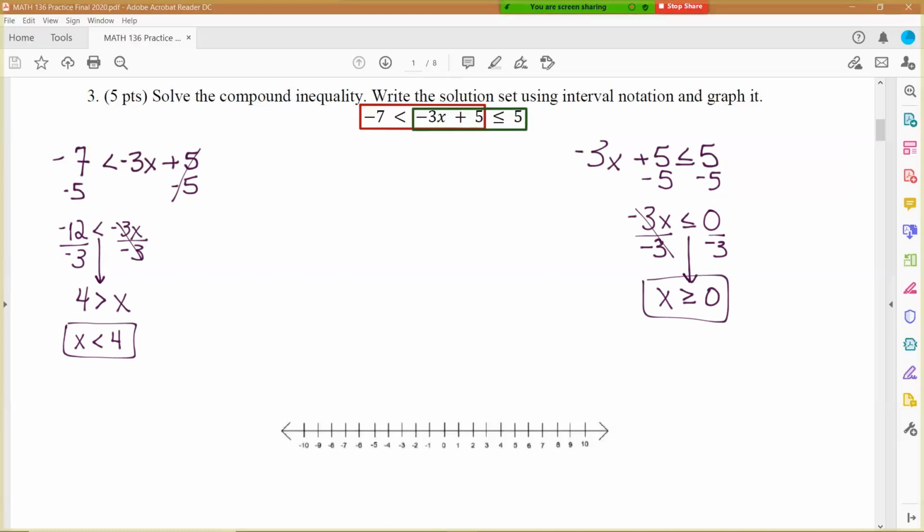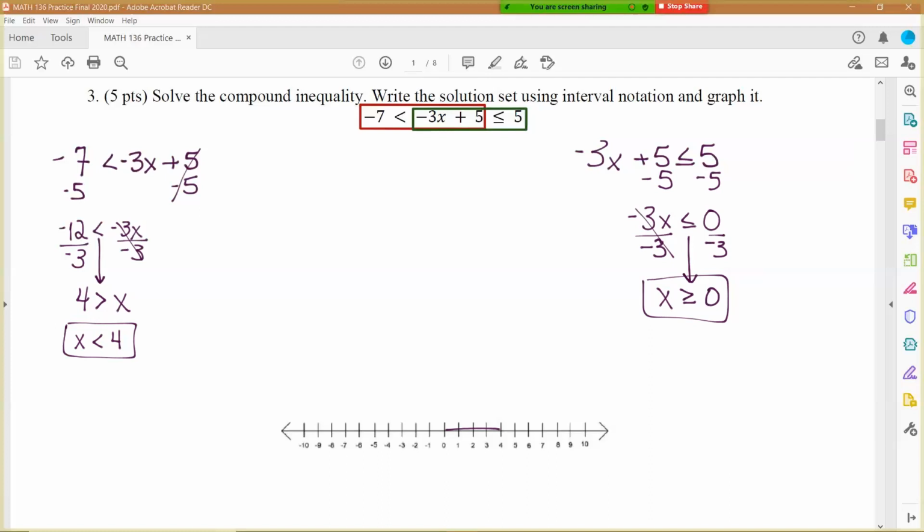So then remember, for compound inequalities, you want the region that's overlapped by these two statements. So I need all the numbers that are less than 4 and greater than or equal to 0. So that's going to be any number between 0 and 4. So 1 is less than 4 and greater than 0.